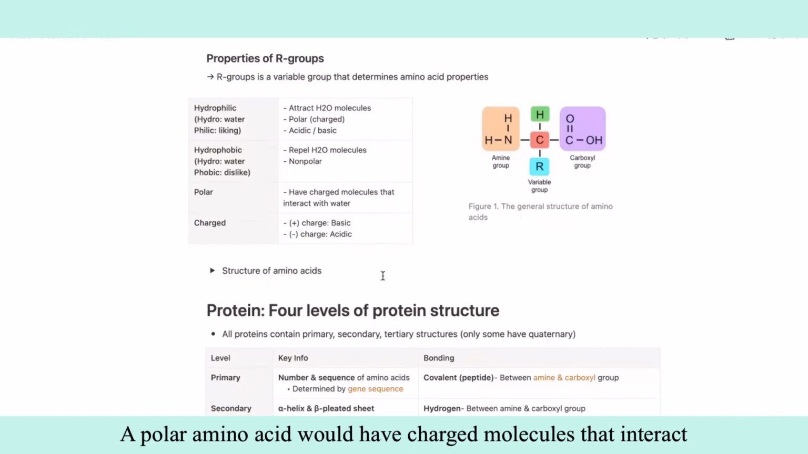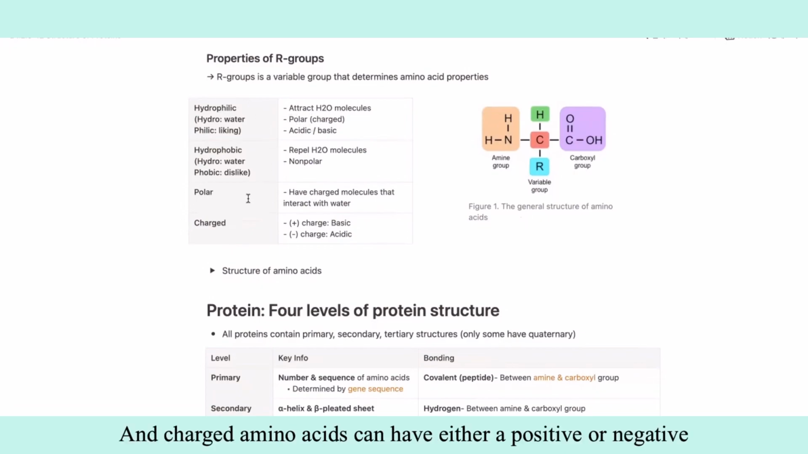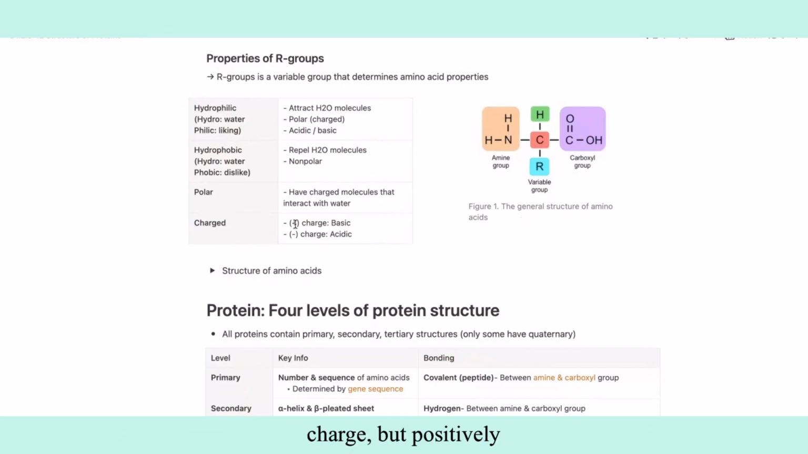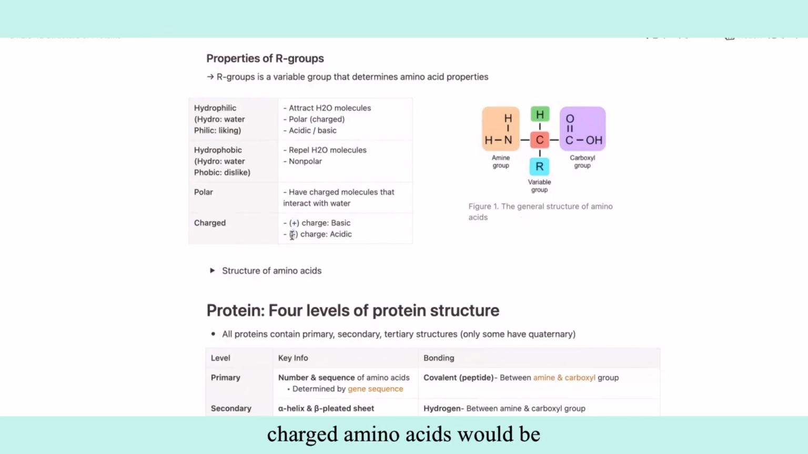A polar amino acid would have charged molecules that interact with water, which is why hydrophilic amino acids are polar. And charged amino acids can have either a positive or negative charge, but positively charged amino acids would have basic acidity, and negatively charged amino acids would be acidic.